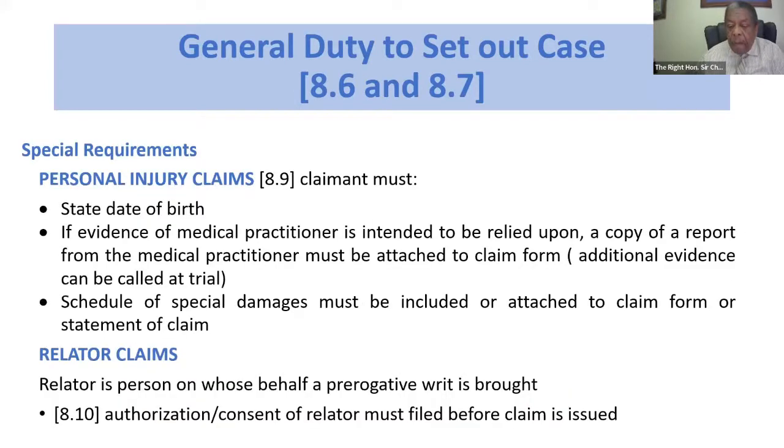Now, there are special requirements for certain types of cases. And most important are personal injury cases. Part 8.9 requires the claimant to state the date of birth. If evidence of a medical practitioner is intended to be relied upon, a copy of a report from the medical practitioner must be attached to the claim form. Although, of course, you can call additional evidence at the trial. And a schedule of special damages must be included or attached to the claim form or to the statement of claim.